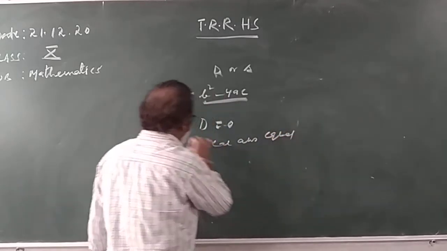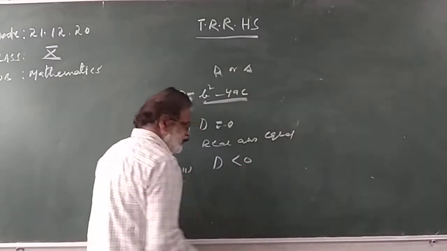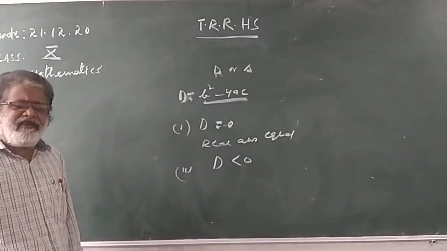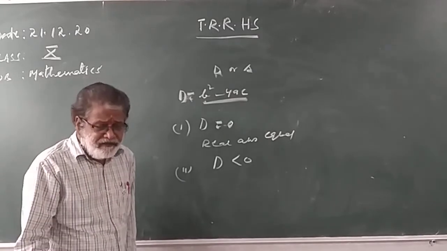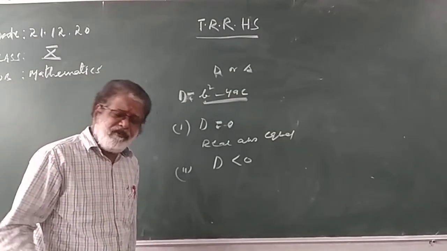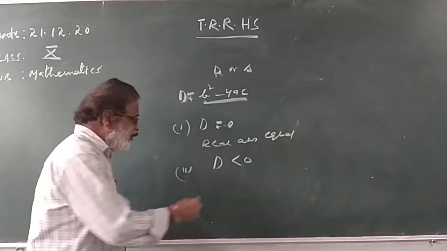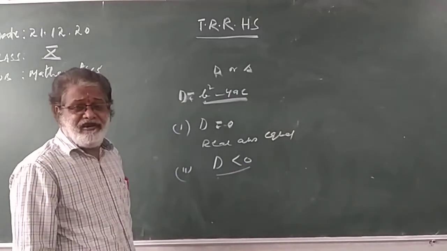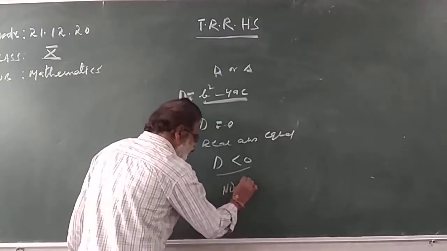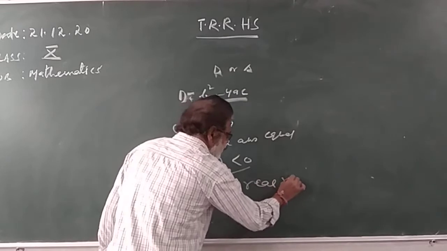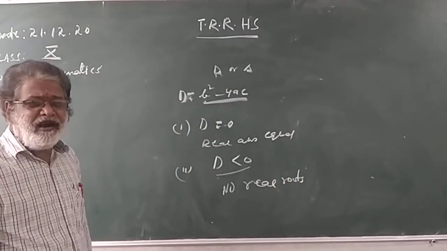This is one condition. Second, if D is less than 0, all negative integers are less than 0. If you get a discriminant value of minus 1, minus 2, minus 3, minus 50, minus 100, any negative value, then you write D is less than 0. When D is less than 0, there are no real roots. What is the nature of the roots? No real roots, meaning imaginary or complex.